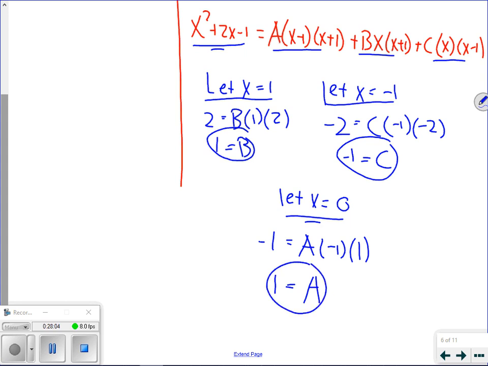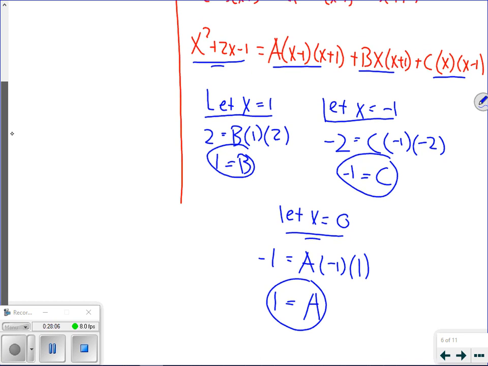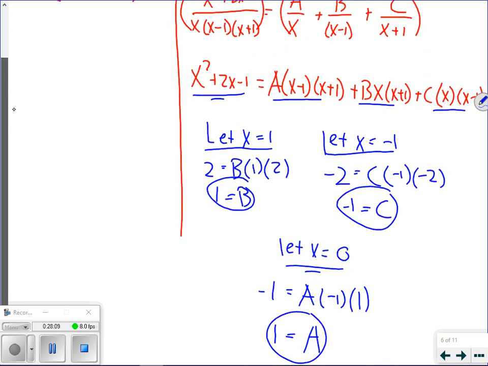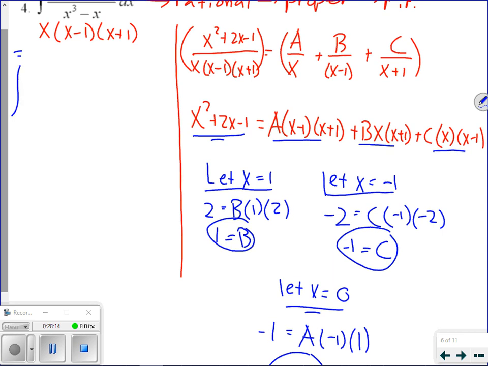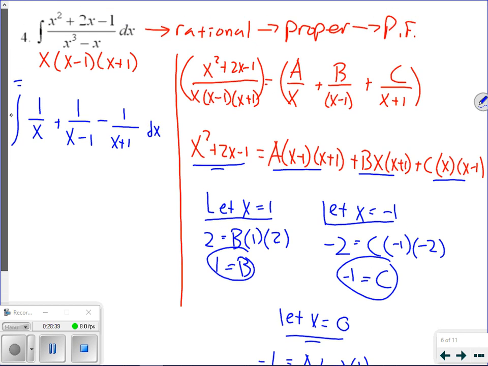Okay, so I got what A, B, and C are, and those are the nicest numbers in the world to deal with. A and B are 1, and C is negative 1. So I can go ahead and write the equivalent integral, what this splits up to be. A was equal to positive 1, so instead of A over x, it's 1 over x. B was equal to 1, so instead of B over x minus 1, it's 1 over x minus 1. And C was negative 1, so that's minus 1 over x plus 1 dx.